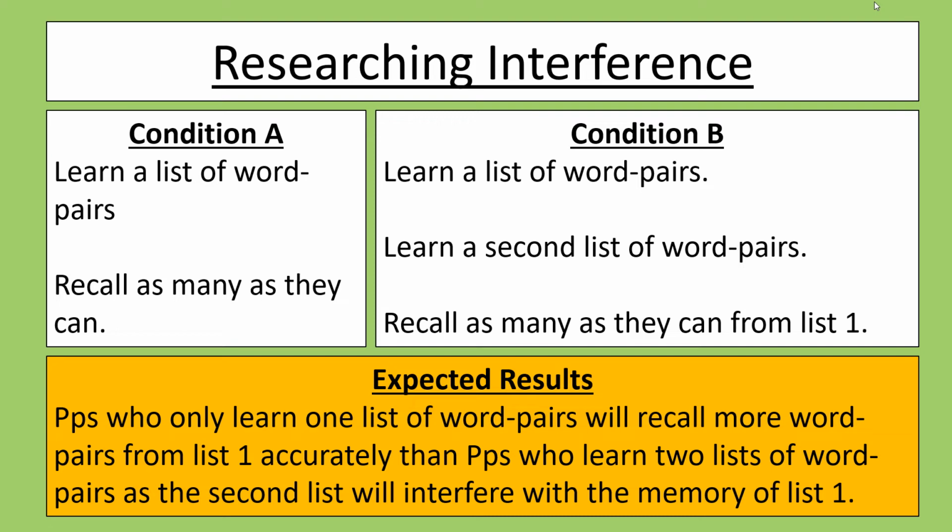That's quite simple. The idea being that the group that has to learn two lists should have some form of interference affecting their memory, and they should struggle to remember the first list because that second list should be somewhat interfering. So our expected results would be that the participants that only learn one list of word pairs will recall more word pairs from that list compared to the group that had to learn two lists. So that's a really simple way of designing some interference research.